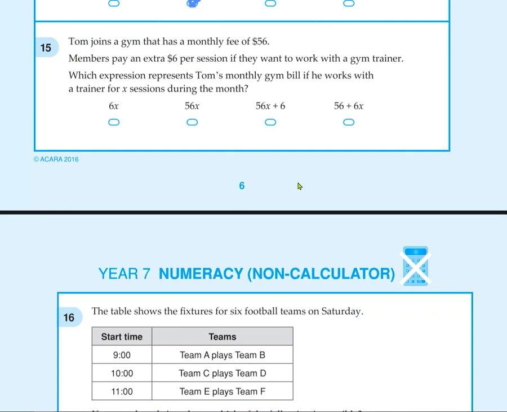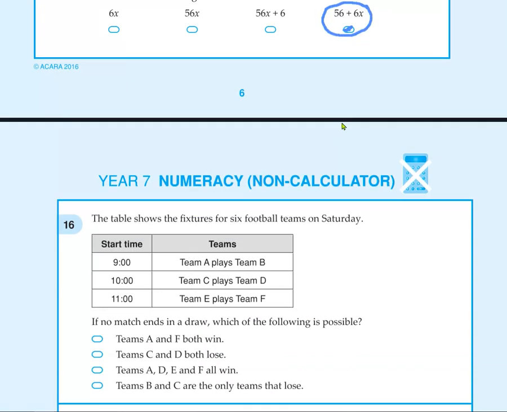Either way is fine. Tom has a gym that has a monthly fee of $56. They pay an extra $6 per session if they want to work with a gym trainer. What's his bill if he does X sessions during the month? Well, it needs to be X times the 6, right? Plus your monthly fee. Monthly fee doesn't change, plus 6 times how many sessions you have.